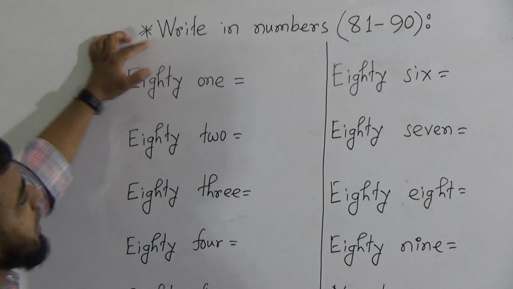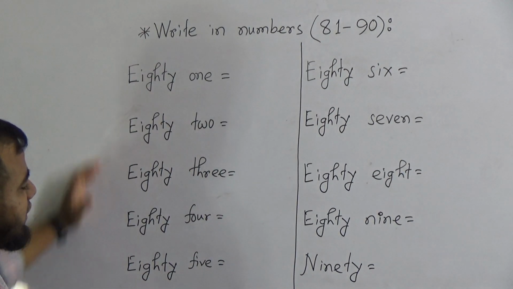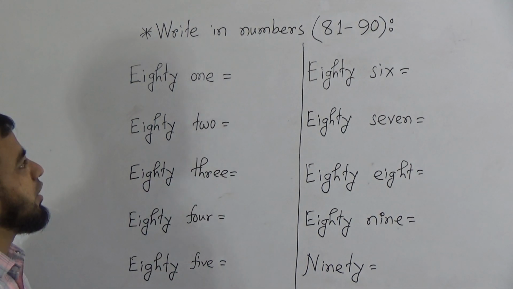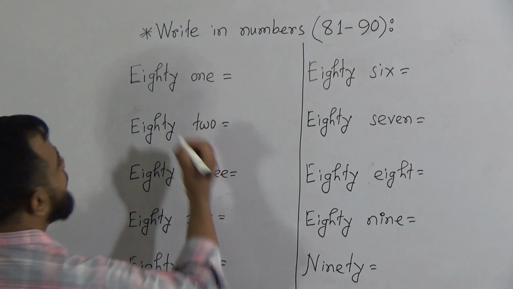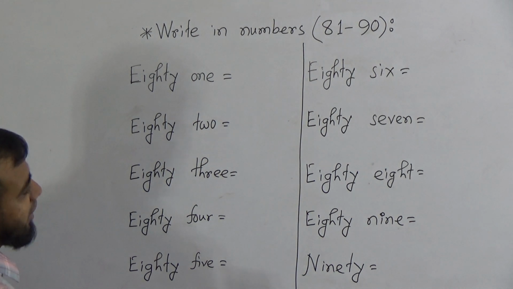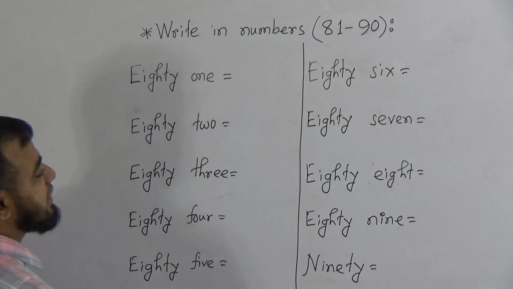The topic is writing numbers. We will learn today from 81 to 90. We have already written down on the board the numbers in words. We will write down the numbers in digits. So the first number is 81. How should we write down 81? Like the previous class, we will solve it similarly.